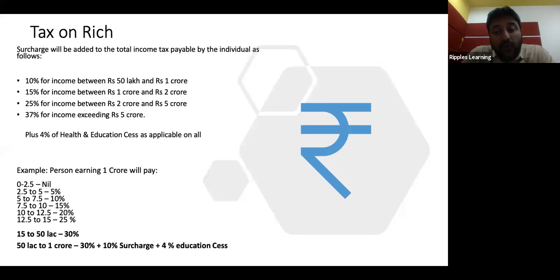Now, surcharge is only applicable for people earning more than 50 lakhs. However, health and education cess is applicable on everybody. The 4% of the income tax amount is applicable on everybody.